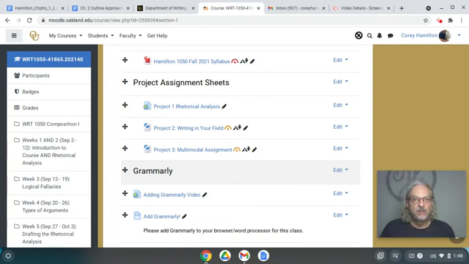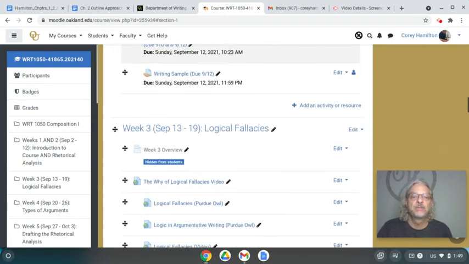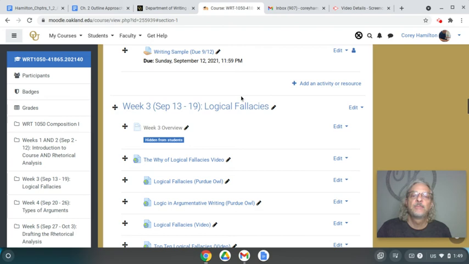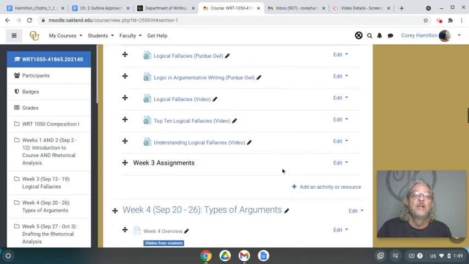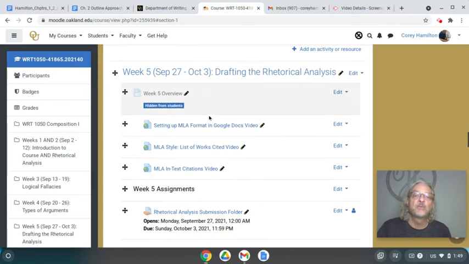So I know this week, one of our overview items, things we wanted to make sure we accomplish, is to become familiar with and understand the rhetorical analysis. We're going to get into the specifics of it. Starting next week, towards the end of the week, we're going to start talking about logical fallacies. The following week, types of arguments. And then we're going to start drafting it here.